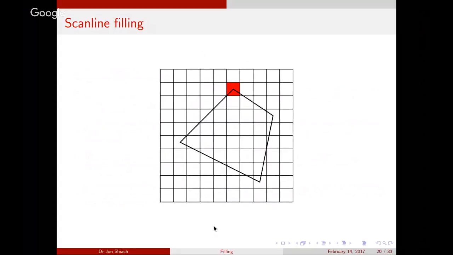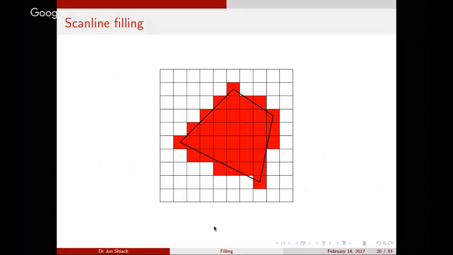So for example, here we have a simple four-sided polygon, and there's our raster. Starting at the top point, we're going to go from top to bottom, and we just fill in all the pixels on each scan line. So in this line here, that's one scan extrema, because it's where this edge intersects with this row of pixels, and that's the other scan extrema. So all pixels between those two points are filled in. We go top to bottom, and once we're finished, we have our filled polygon.